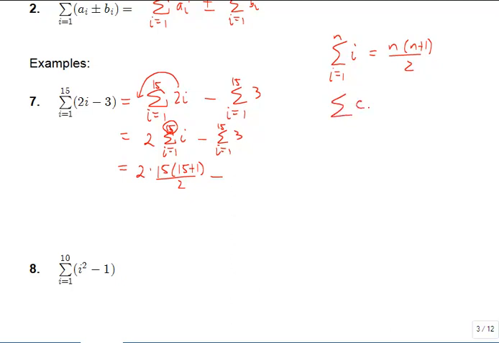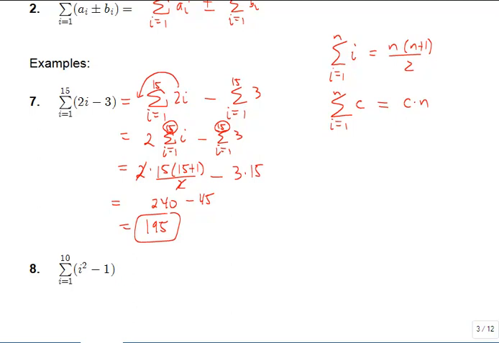Minus, now I'm going to use the sum of a constant rule, which is just constant times n. And here my constant is the 3, and my n is that 15. So plugging this all in, here my 2's are going to cancel. 15 times 16 is 240 minus 45, and this is 195. So there's a little bit of work involved, but it's less work than plugging in all of your different i values, figuring out what those are, and then adding all of that up.